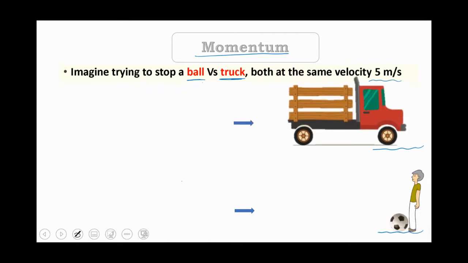So this guy can stop the ball. He can stop the ball by his leg or his foot, for example. But the other guy, the truck might crash into him or throw him away. So what's the difference here? The difference is what we call the momentum, P.